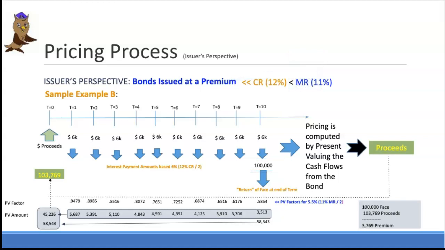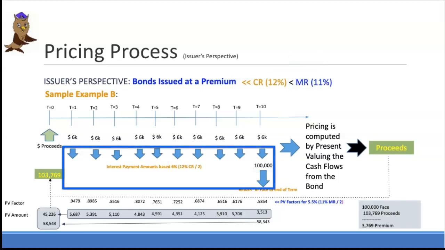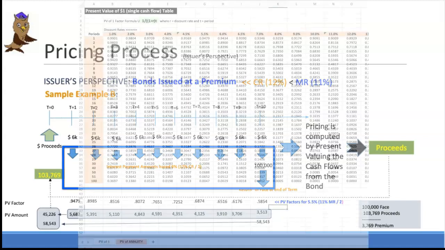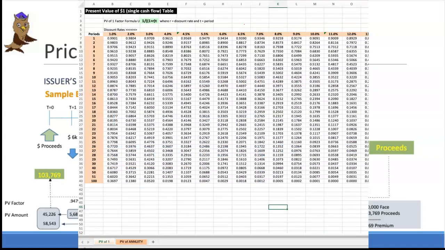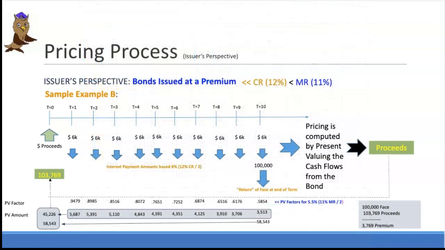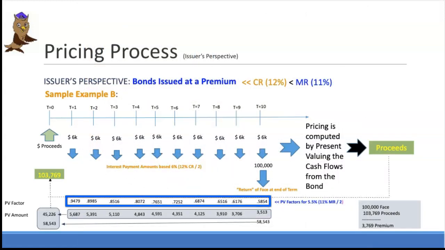Again, given that we will be present valuing individual cash flows, we will use a single cash flow PV factor table. This time, we will use the 5.5% column because we have 11% market rate divided by 2 since they're semi-annual. And we will again use a 10th row since we still have 10 periods. The PV factor for each period t equals 1 through t equals 10 is shown on the slide.